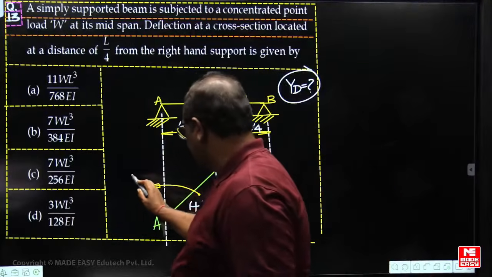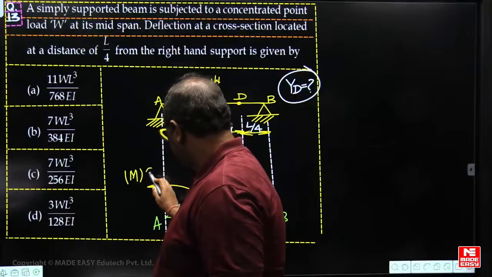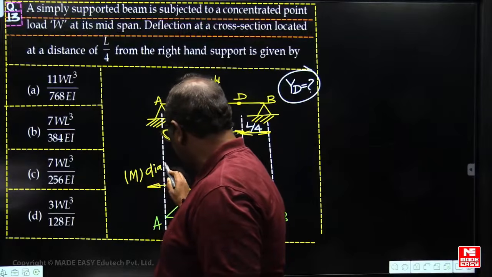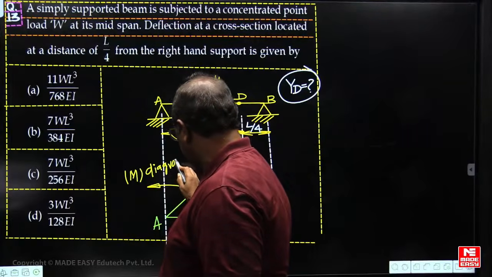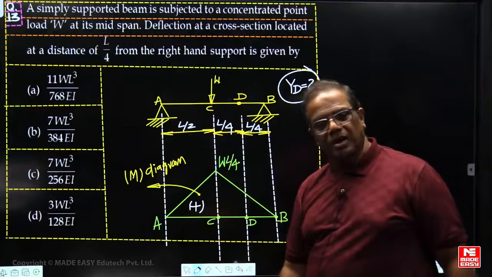So this is the M diagram, the bending moment diagram. Here the M by EI diagram is optional. The M by EI diagram is compulsory when EI is not constant.